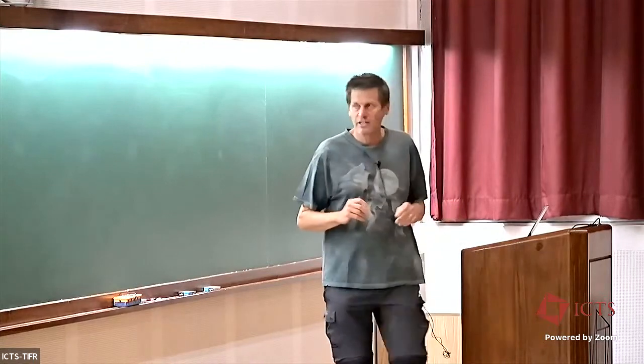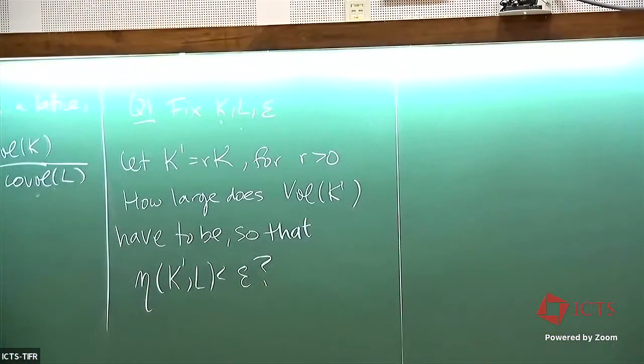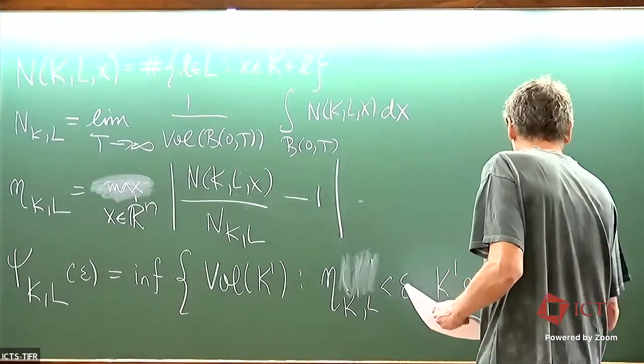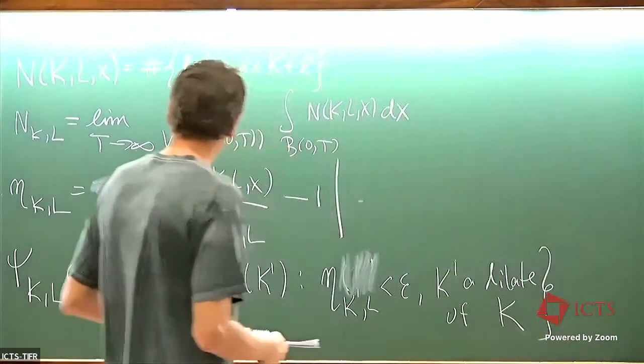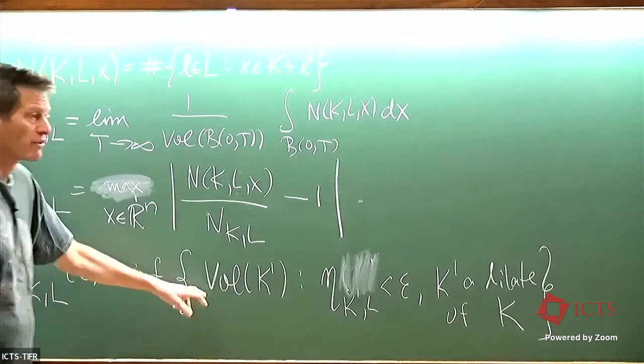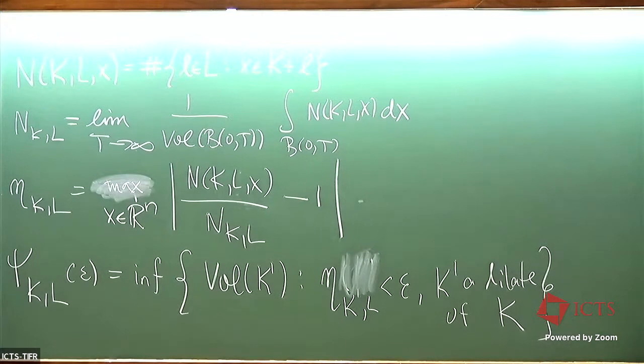And let me make a definition. The function psi KL of epsilon is this infimum. It's the smallest dilation, the smallest volume for which this dilation gives us an epsilon smooth covering.